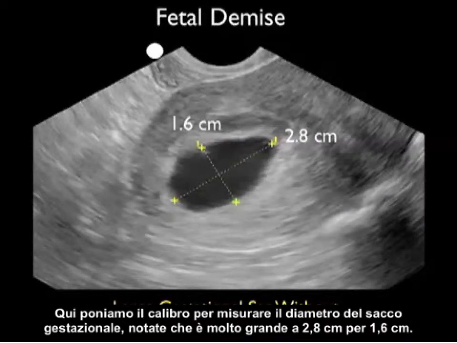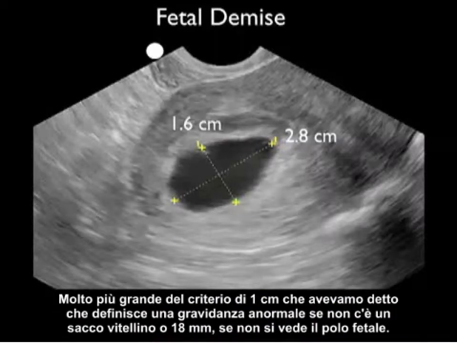Here we'll put the calipers down to measure the diameter of the gestational sac. Note that it's very large at 2.8 centimeters by 1.6 centimeters, much larger than the 1 centimeter mark that we said defined an abnormal pregnancy if there was no yolk sac, or 18 millimeters if no fetal pole was seen.